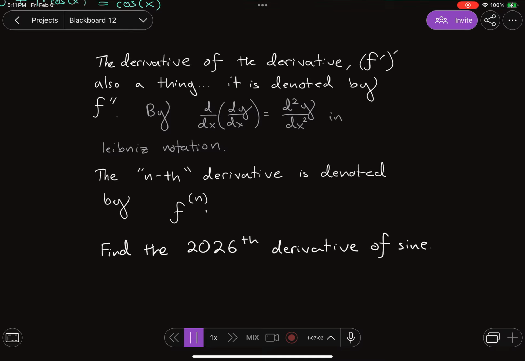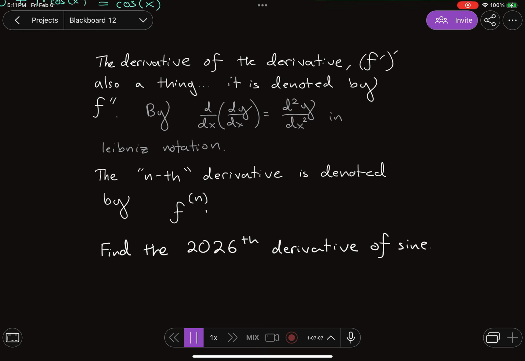Beyond that, the nth derivative is denoted by f to the power of n, but that n is in parentheses. Notice that if I were to write f to the power of n without parentheses, that is equal to f of x itself, all raised to the nth power. That does not equal f to the power of n in parentheses, because this is the nth derivative of x. So those are different things.